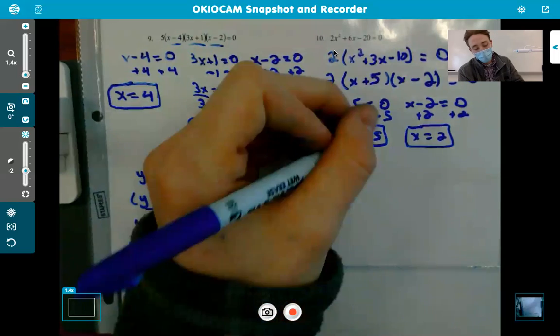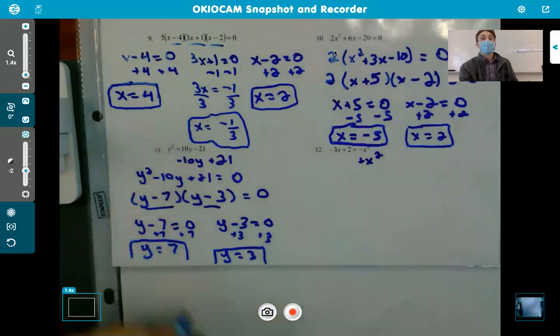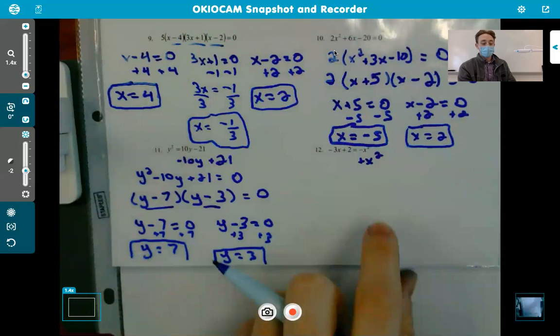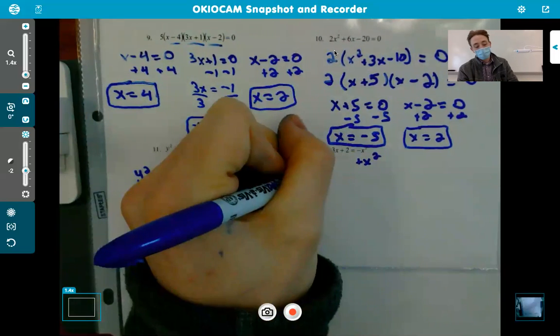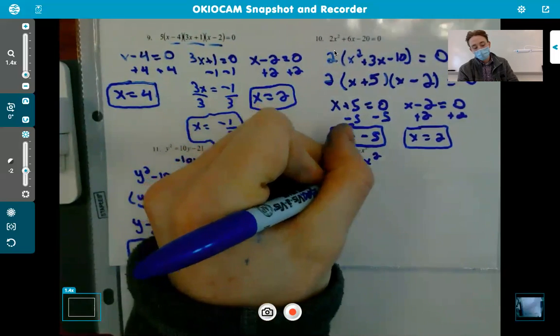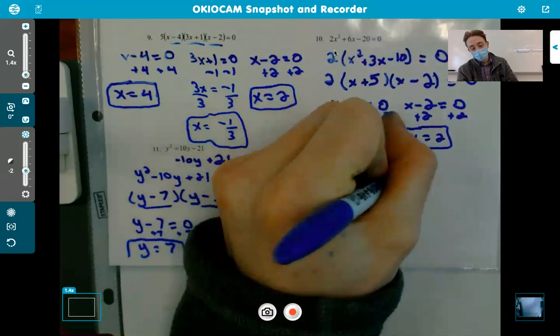The reason I want to do that is because I want to set it equal to 0. But now here's a case where I want to move the x squared term because I need to make that positive as well. So I have x squared minus 3x plus 2 equals 0.